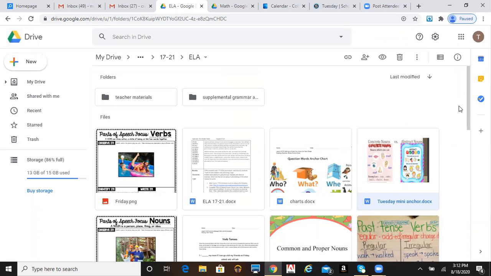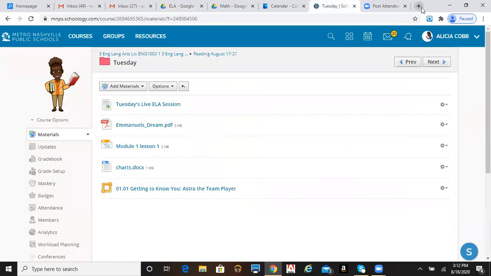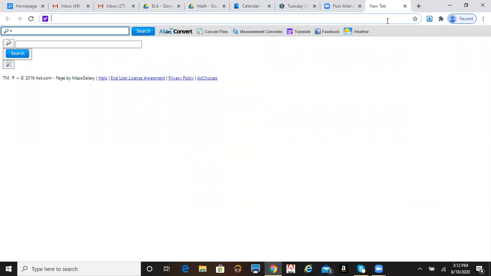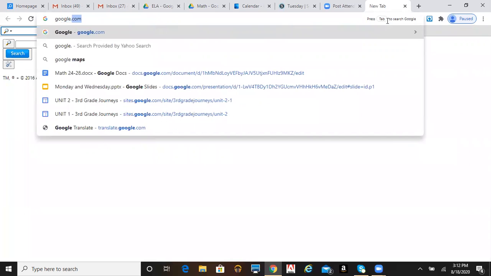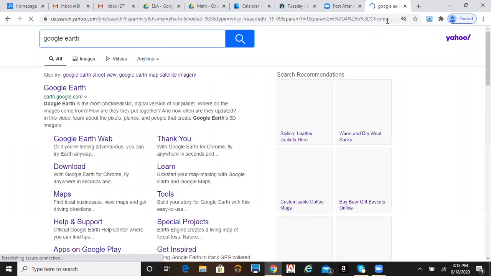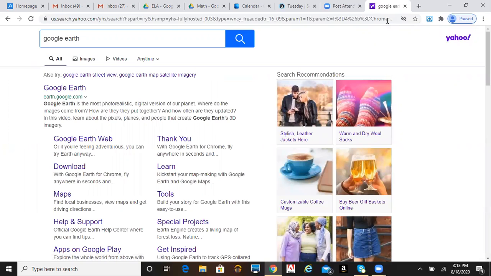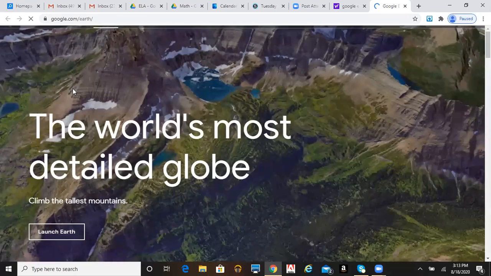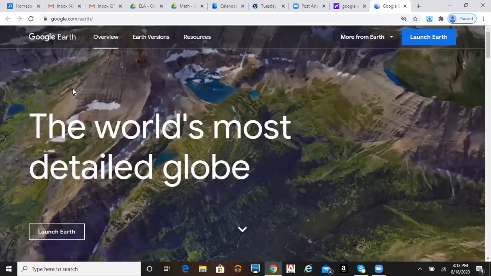Now we're going to move on to our read aloud for today. And it is an awesome story. It is about a courageous person, and his name is Emmanuel. And Emmanuel had a dream. And he had a dream of doing something really great and really big, and we are going to learn about it today. But before we do that, I want to go to Google Earth because Emmanuel is from Ghana, which is a country in the continent of Africa.